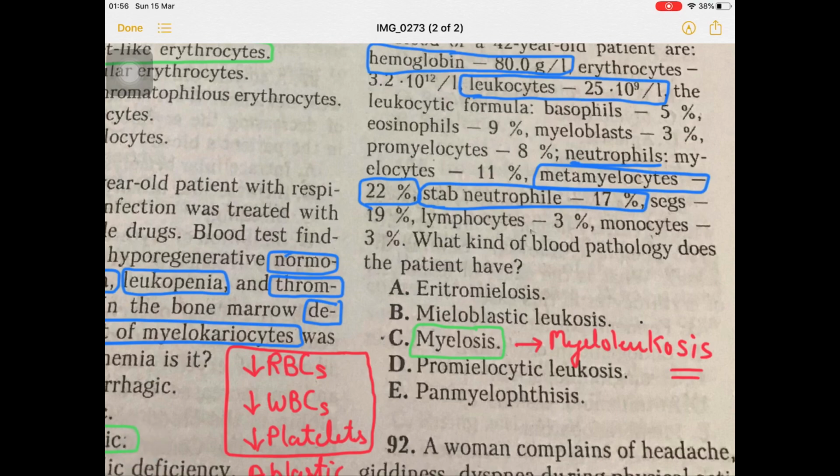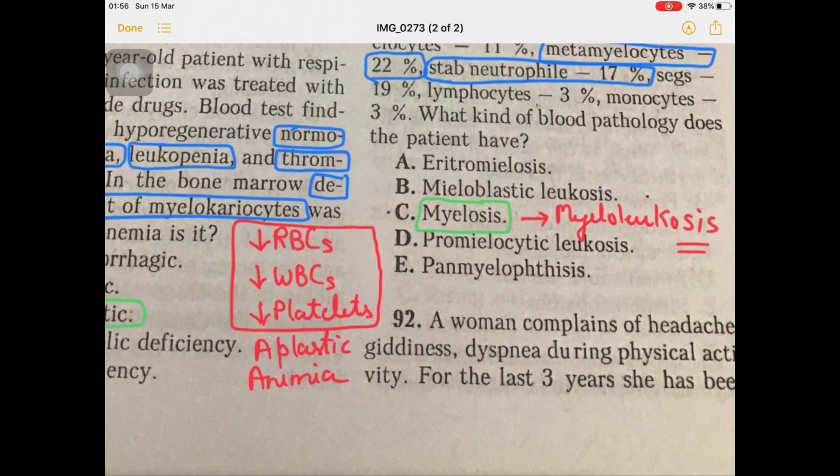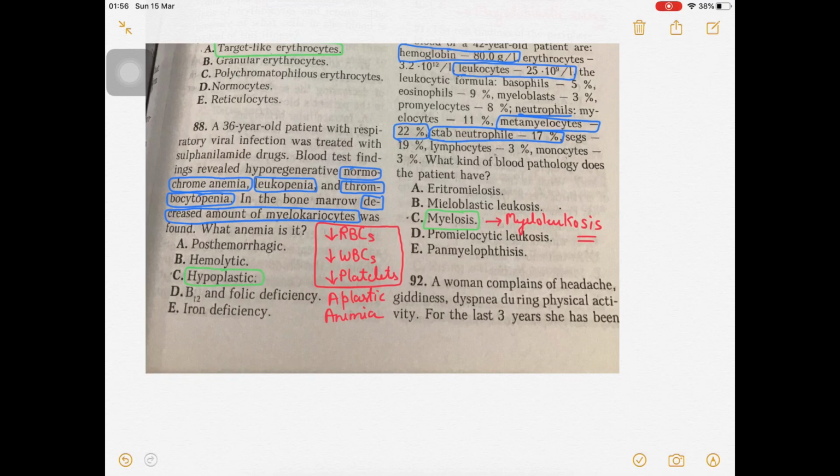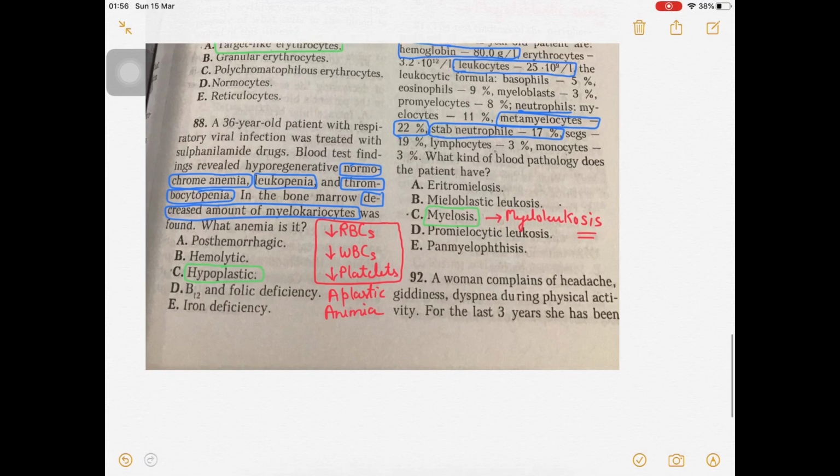Okay, myeloleucosis, fine. Now look at question number 92. In question number 92, they are saying a woman complains of headache, giddiness, dyspnea during physical activity for the last 3 years.